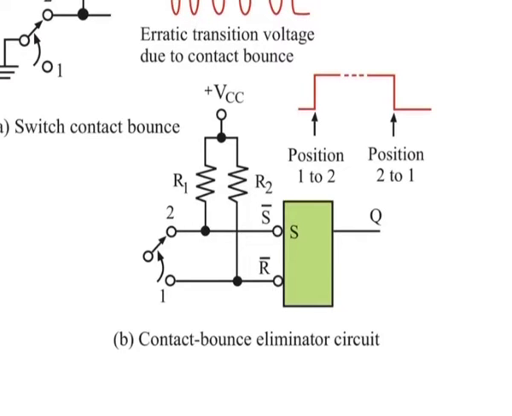Although S bar remains low for only a very short time before the switch bounces, this is sufficient to set the latch. Any further voltage spikes on the S bar input due to switch bounce do not affect the latch, and it remains set. Notice that the Q output of the latch provides a clean transition from low to high, thus eliminating the voltage spikes caused by contact bounce. Similarly, a clean transition from high to low is made when the switch is thrown back to position 1.